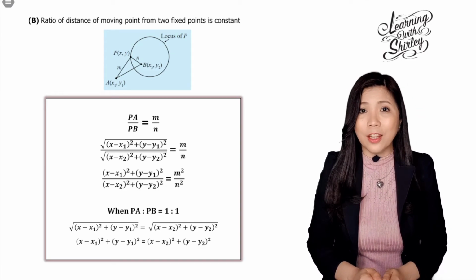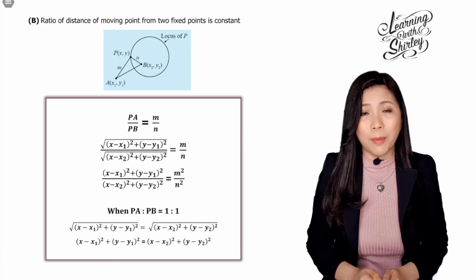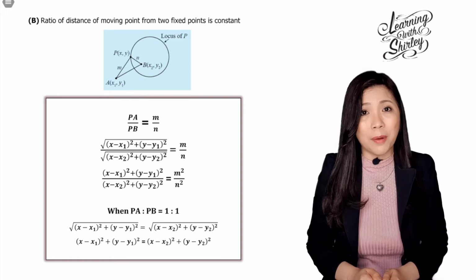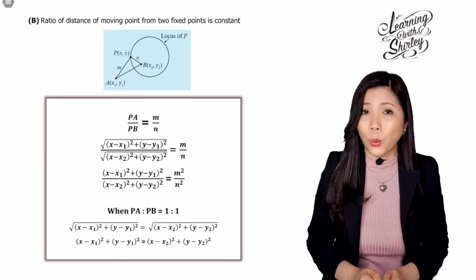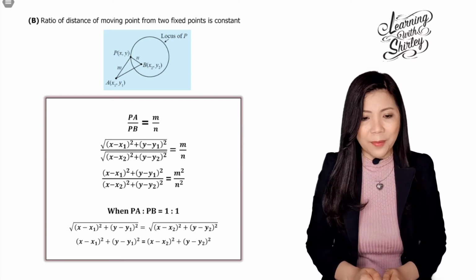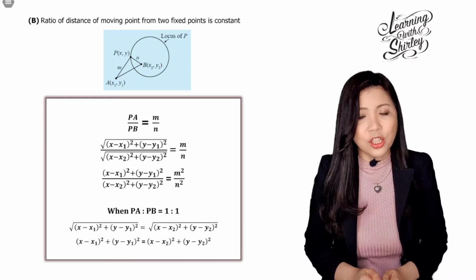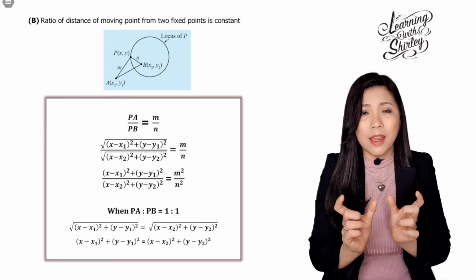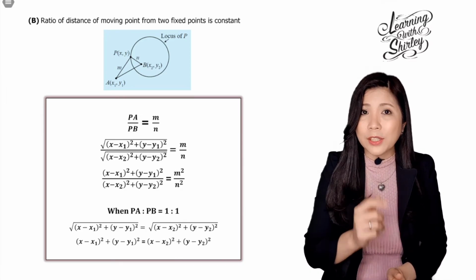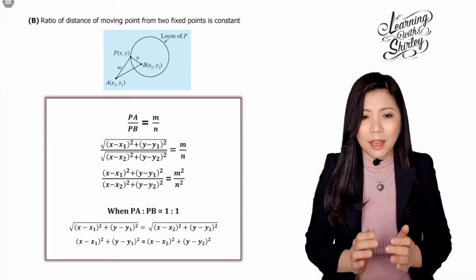And then after that, we square both sides. Then we'll get ((x - x1)² + (y - y1)²) over ((x - x2)² + (y - y2)²) equals m² over n². So when PA to PB is equal to 1 to 1, we just put PA on the left and PB on the right, and then we square both sides. Remember this formula if you want to find the locus of a moving point from two fixed points.